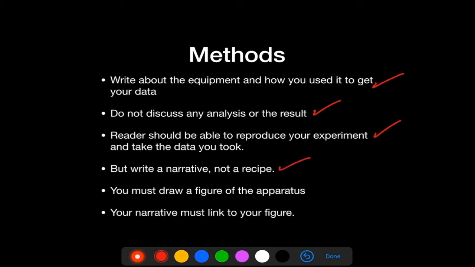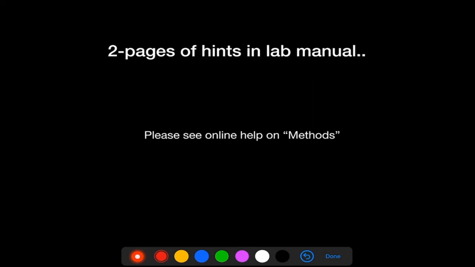You definitely want to write a narrative, not a recipe. People do not like to be told what to do. We don't want to see bullet items or enumerated points like 1, do this, 2, do this. So that's sort of the challenge here. It still has to be a narrative that keeps the reader's attention and makes it interesting. There has to be some sort of drawing or figure of the apparatus in there, and your narrative must link to the figure. So they sort of have to be intertwined because the figure is meant to help the person get through your experiment. Okay?